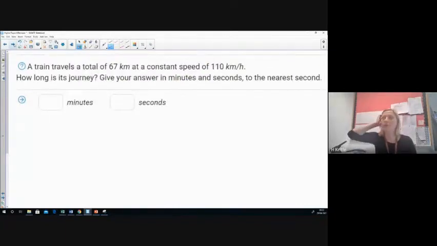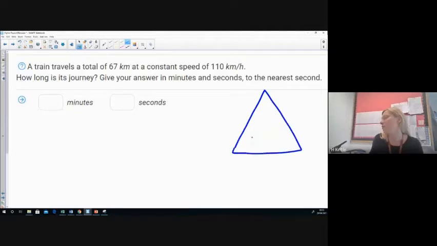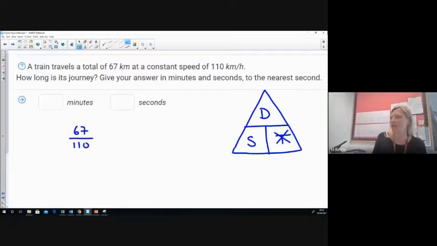Okay, a train travels a total of 67 kilometers at a constant speed of 110 kilometers an hour. So immediately this question, I feel like I want to draw my speed, distance, time triangle. Speed, distance, time. There we go. How long is its journey? So it's asking me for the time. If we cover up the time, and do the sum that's left behind, we're doing distance divided by speed. So 67 divided by 110.